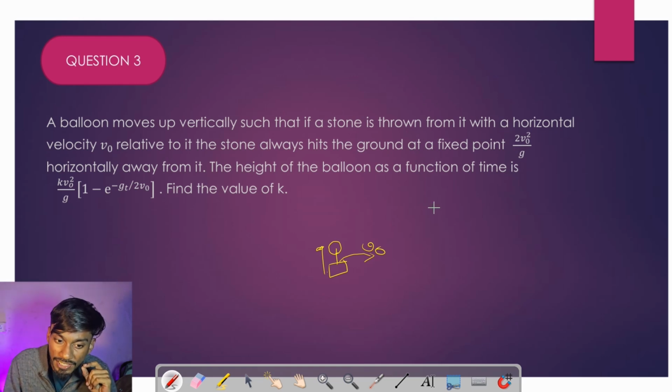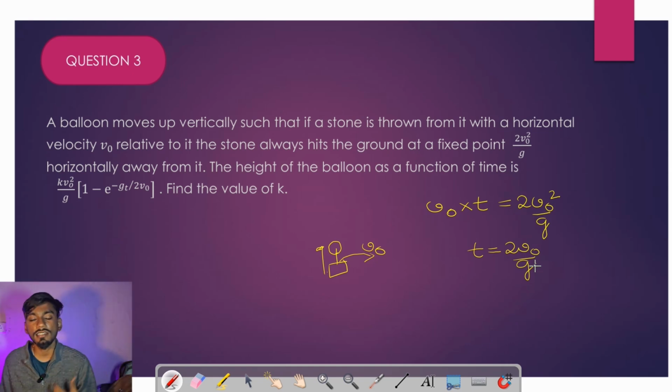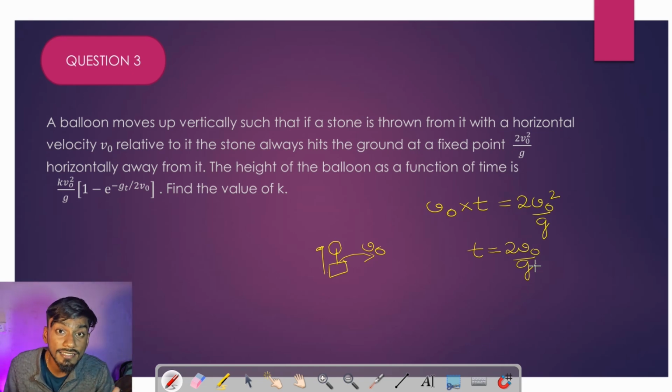So range is nothing but v naught into t, where t is the time of flight. We get the range equal to 2 v naught square by g, so from here I can say the time is equal to 2 v naught by g. Excellent. Now let's concentrate on the equation part, where integration comes.